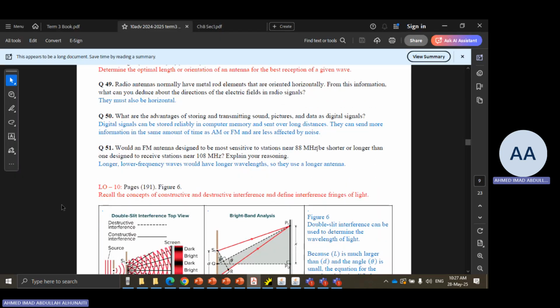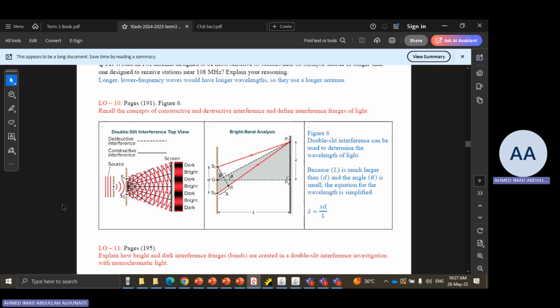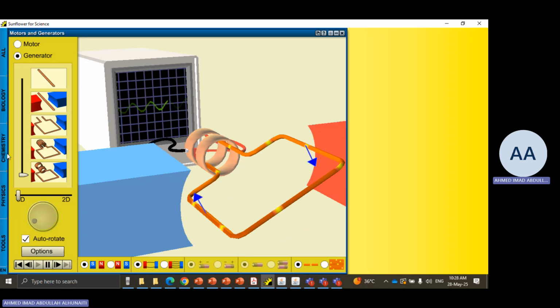So moving on, question number 10. Recall the concepts of constructive and destructive interference and define interference fringes of light. Okay, so we have coherent light passing through two slits. And as the light, actually I have a simulation here somewhere I could show you.